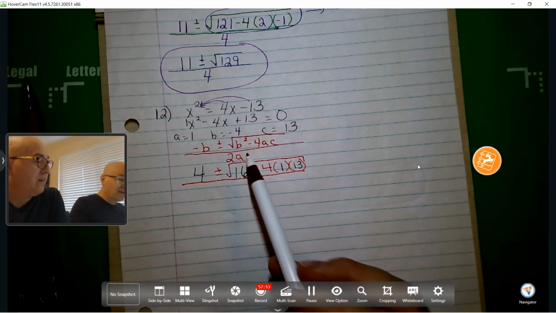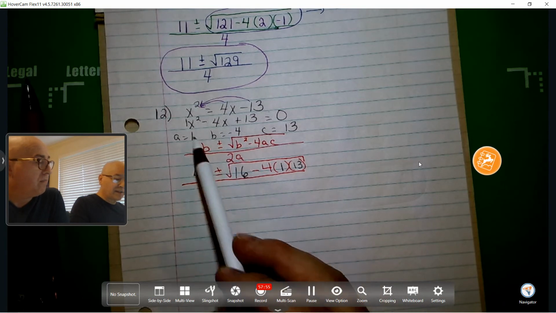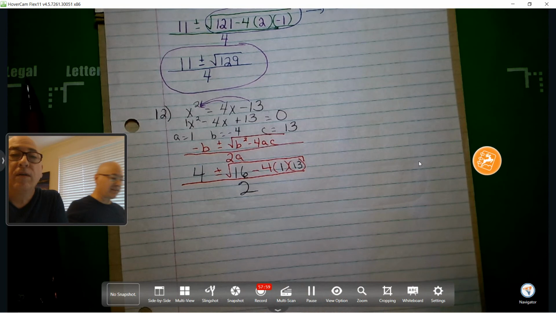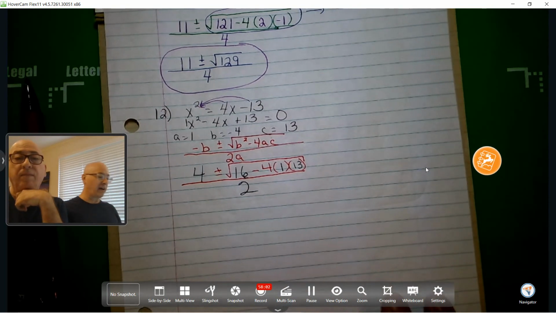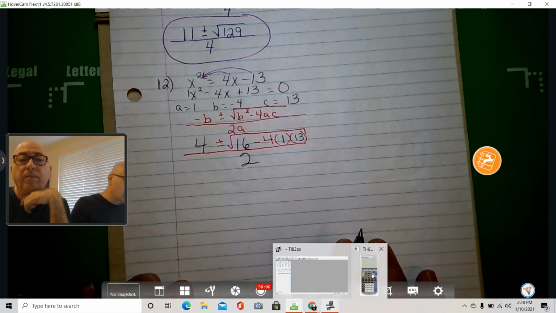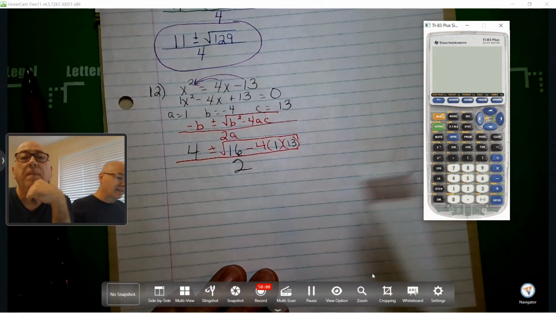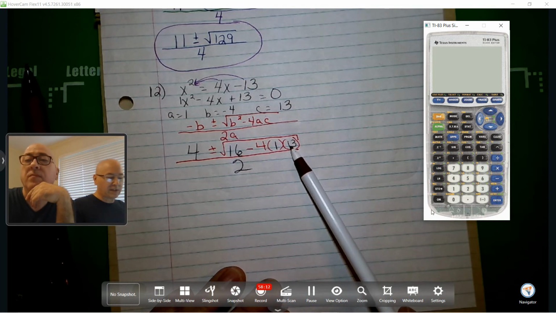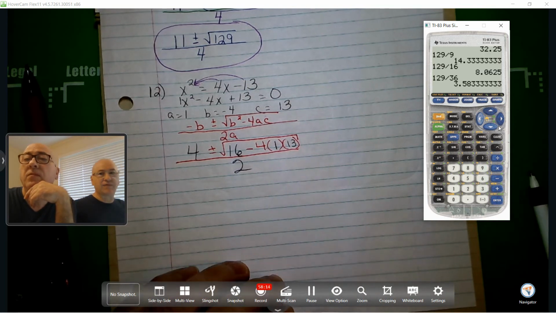All over 2 times a. 2 times 1 is 2. Okay. I write as if there are no lines, so I need to be more careful. Let's see. We have 16 minus 4 times 1 times 13, which is 52. So we have 16 minus 52.